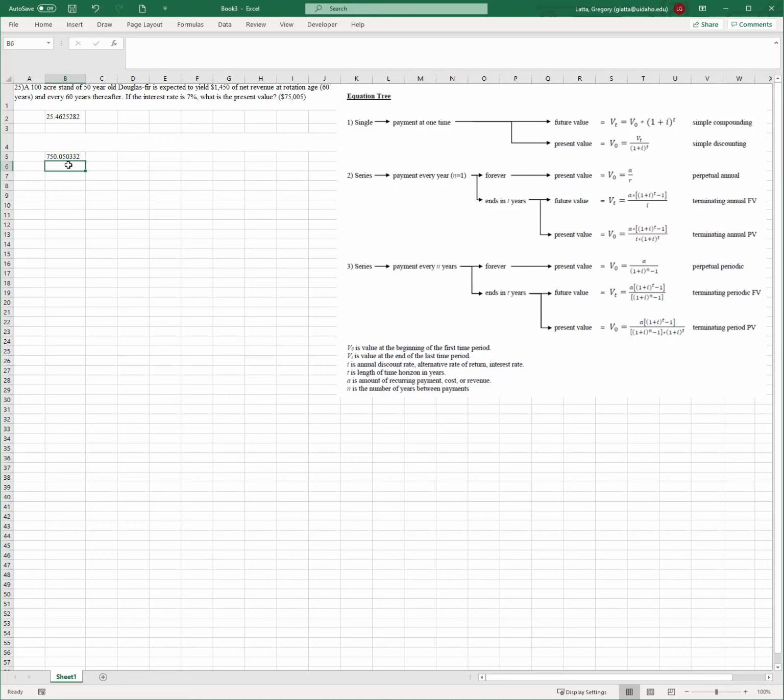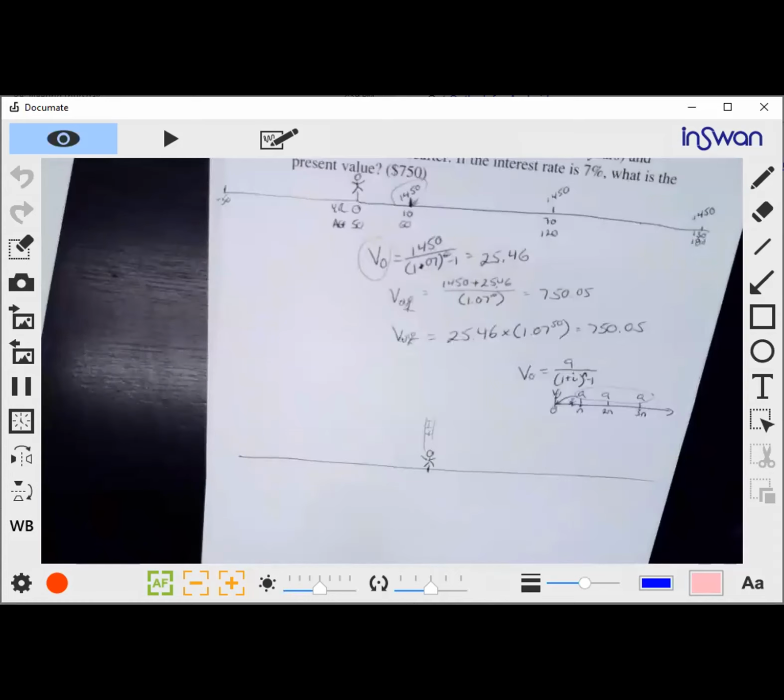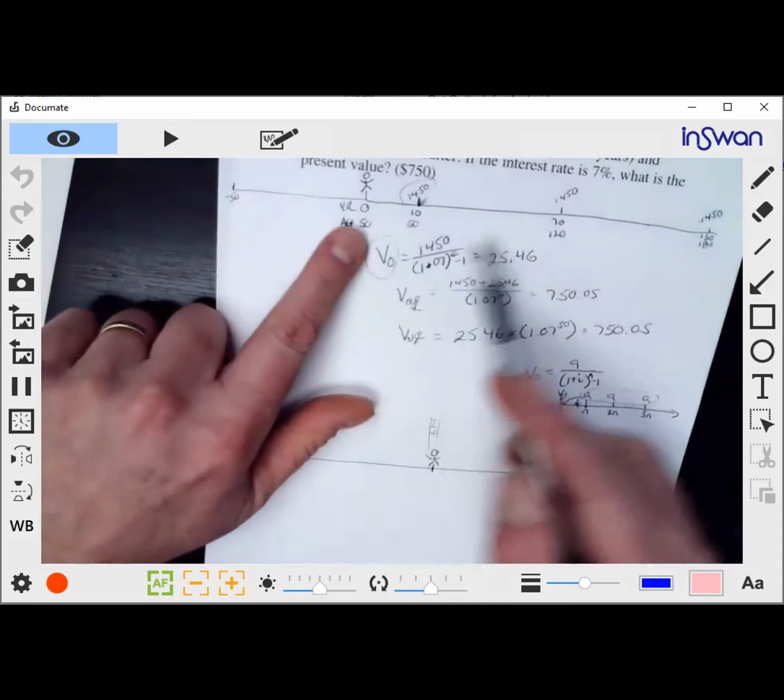Option 2 was just to take this value right here and bring it forward in time, 1.07 to the 50, right? And boom, what do you know? I get the same answer. So, right, same answer if I do it either way. I just need to be consistent. I can think of many different ways to do it where I break it up, as I said, but that's what we need to know. So same answer, know where you are.